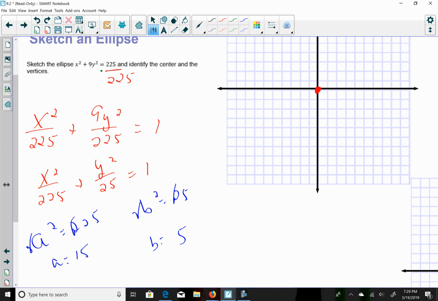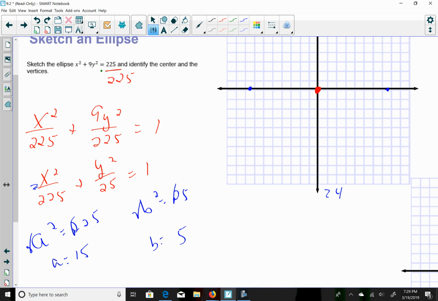So I plot my center at 0, 0. My a is 15. My a goes with my x, which means I'm going to go 15 to the left and 15 to the right. So I'm going to make each one of these 2. So this will be 2 and 4 and so on. So that'll be 15 to the left, right, 15 to the left. So those are my major vertices.